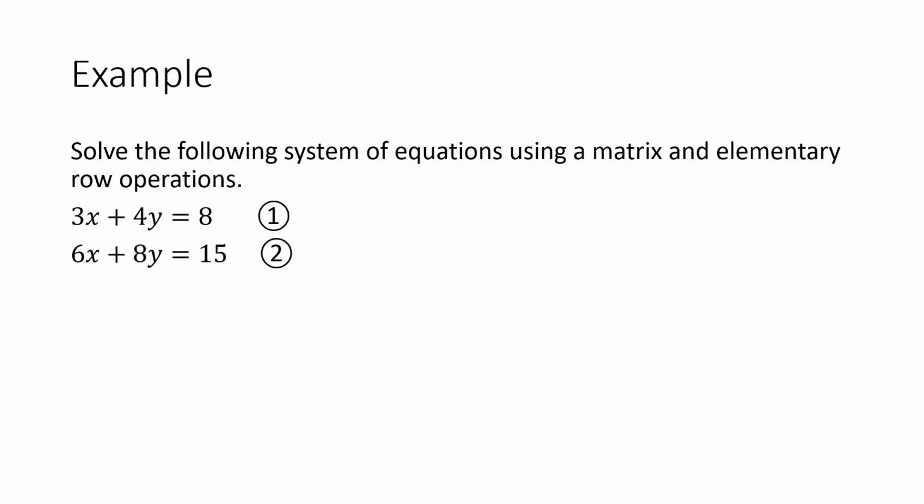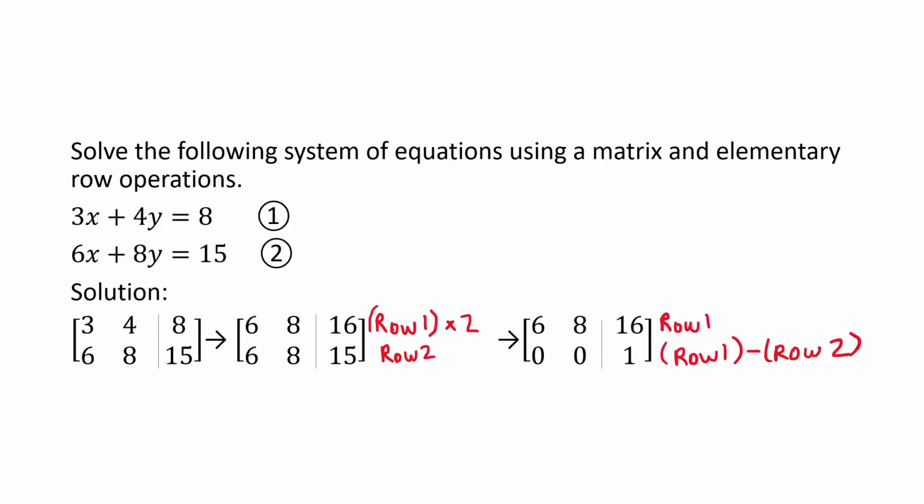Okay, but what if we have the system of equations shown there? Well, we can draw our first matrix fairly easily. The first row becomes 3, 4, 8, and the second row is 6, 8, 15. I like to try to eliminate from that first column.